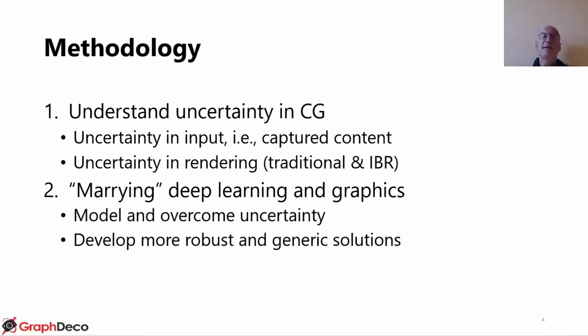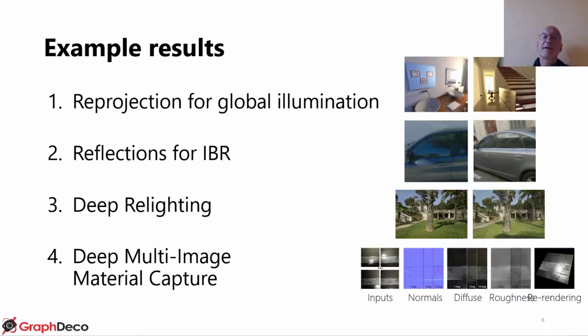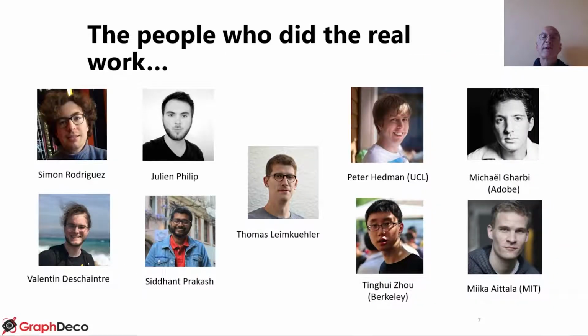And the methodology is first to understand uncertainty in computer graphics, so uncertainty in the input, for example, in the case of captured content we saw before, and uncertainty in rendering, both for traditional and IBR techniques. And as a second step, we use deep learning, so somehow marry deep learning with graphics, so that deep learning can help us model and overcome uncertainty and develop more robust and generic solutions. I'll be presenting 4 examples, the first two to illustrate how we understand uncertainty. The third and the fourth will be showing how deep learning can help. So the people who did the real work are obviously my students and postdocs and external collaborators.